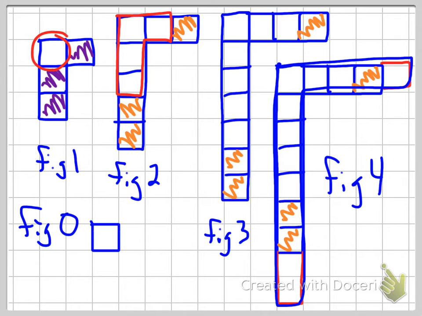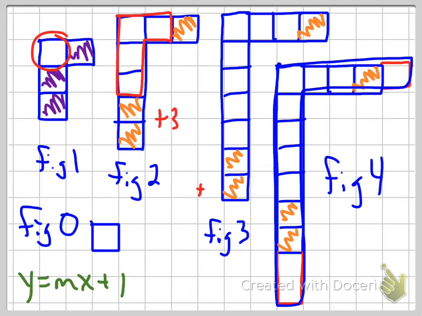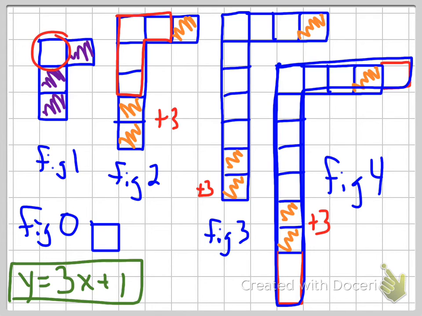So coming up with a rule now for this. Our rule in y equals mx plus b format, our figure 0 is how many we're starting with. That is our y-intercept or our b value. So that becomes a positive 1. Our slope or the m value is how much it's changing by. So in this case, it is changing by plus 3 and plus 3 and plus 3 each time. So our m value or the slope will be 3. So the rule for these figures is 3x plus 1.